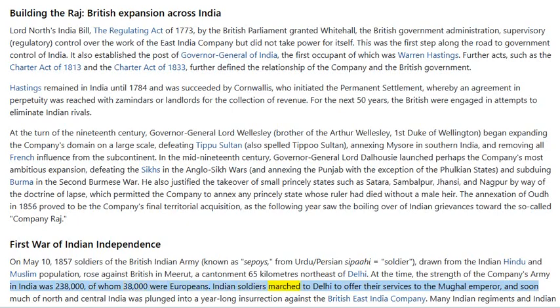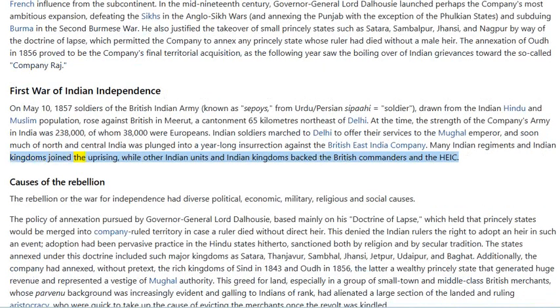Indian soldiers marched to Delhi to offer their services to the Mughal emperor, and soon much of North and Central India was plunged into a year-long insurrection against the British East India Company. Many Indian regiments and Indian kingdoms joined the uprising, while other Indian units and Indian kingdoms backed the British commanders and the HEIC.